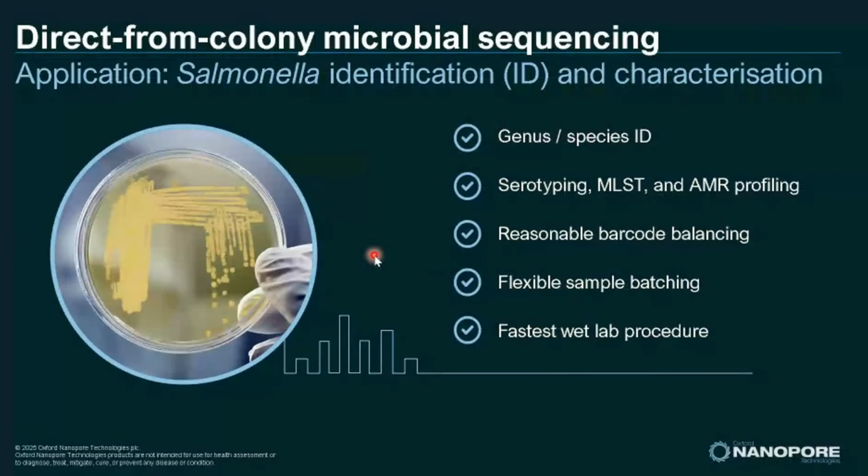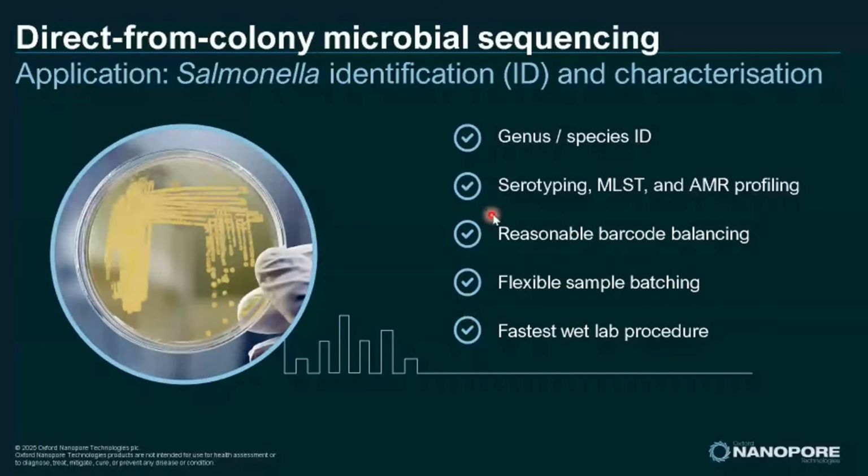So next up, we'll look at the workflow for direct from colony microbial sequencing. Compared to just now, we might need to grow the single colony into broth and then do DNA extraction. For this particular workflow, we actually speed up the detection and identification of Salmonella as well as its serotypes straight away from the colony, okay, without additional culturing in broth as well as the DNA extraction step.